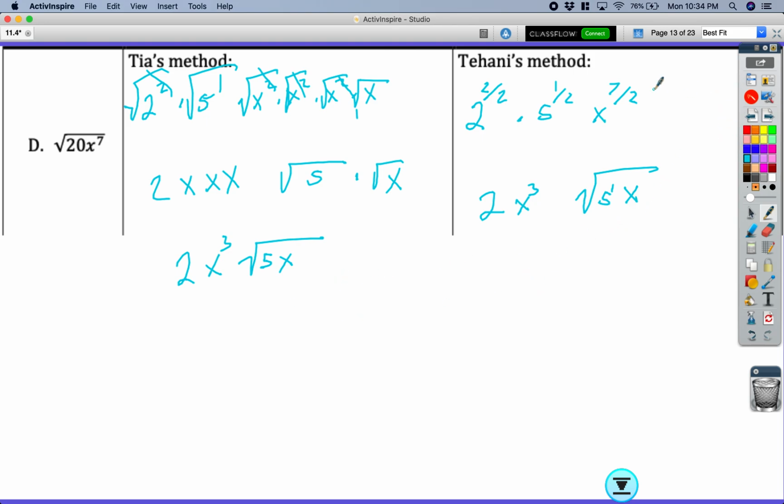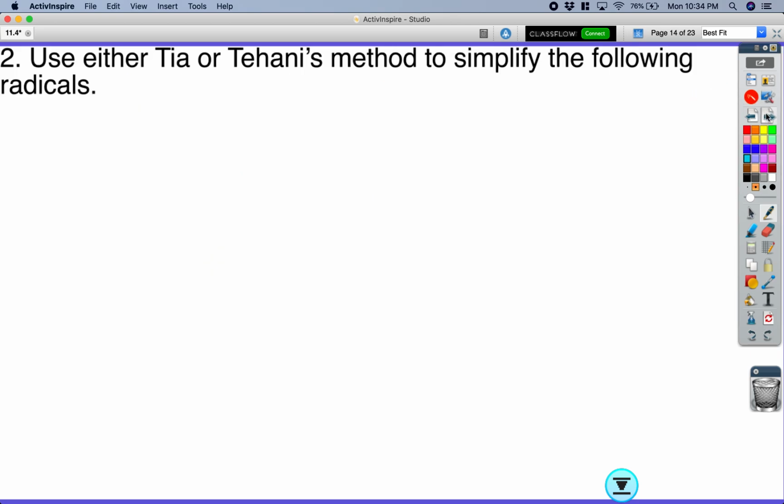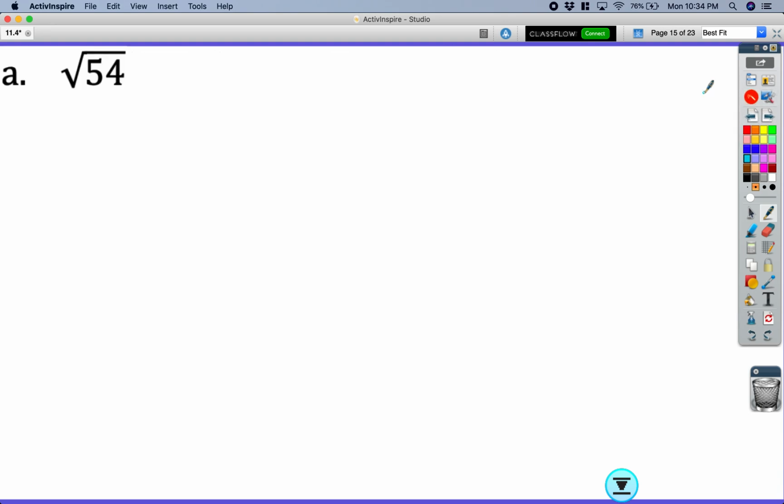Now, me personally, I always find Tiana's method a little easier. So that's the one I usually use. Okay, so we're going to look at these together. Now, it's important, guys, I already made factor trees. So if you didn't do this already, you could see that maybe this is 9 times 6. And then I know that this is 3 times 3 times 3 times 2. Now, usually what I would do is I just circle the pair to get 3 root 6.